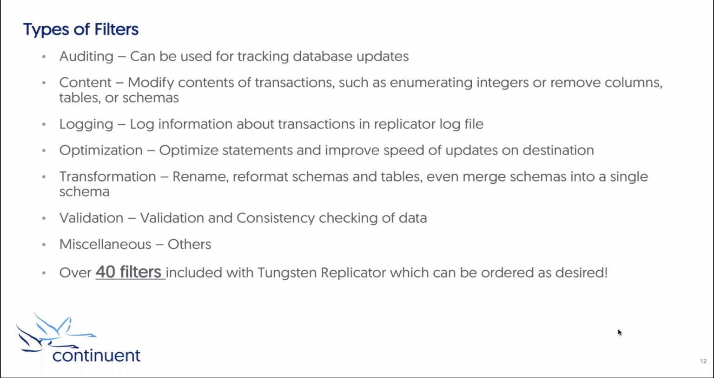You can also have multiple filters and order them as you see fit. So for instance, it would make sense to have an optimization filter after a content filter. So we would want to maybe modify the contents, modify the transaction, and then at the very last step, apply an optimization filter. We could then use a content filter to prevent certain tables from being replicated to the target, and then use a validate to validate the remaining table data.